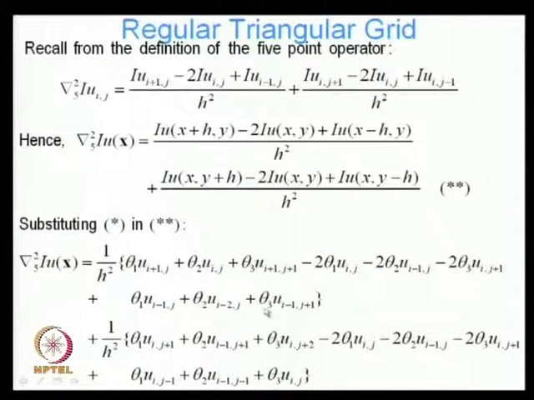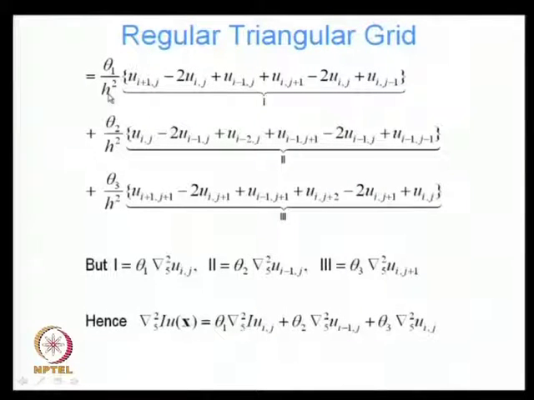And therefore, I get an expression like this involving u i plus 1 j, u I j, and so on and so forth, right. I get something like this. And then what do I do? Well, I decide to pull out all terms with theta 1. I pull out all terms with theta 2 together, and I pull out all terms with theta 3 together. Then what do I get? Then I get something like this: theta 1 by h square times this, theta 2 by h square times that, theta 3 by h square times this, right. And what are these?